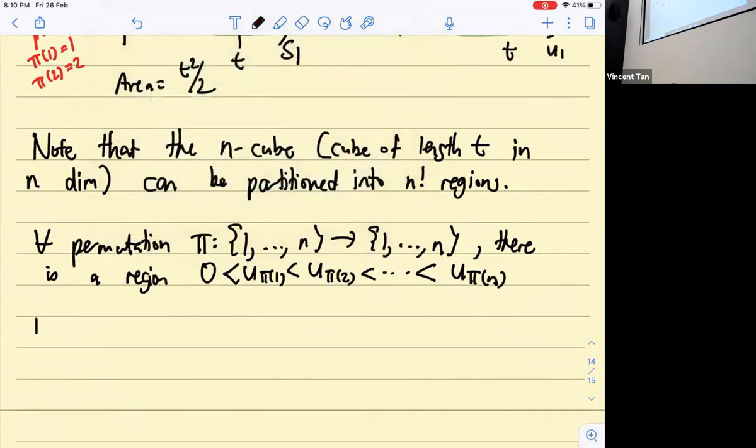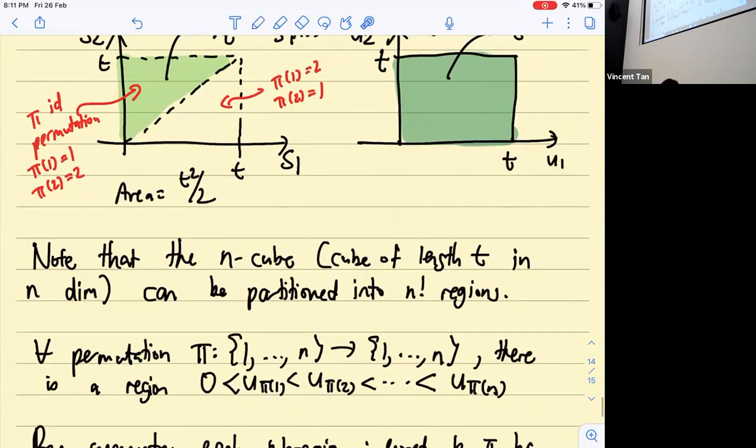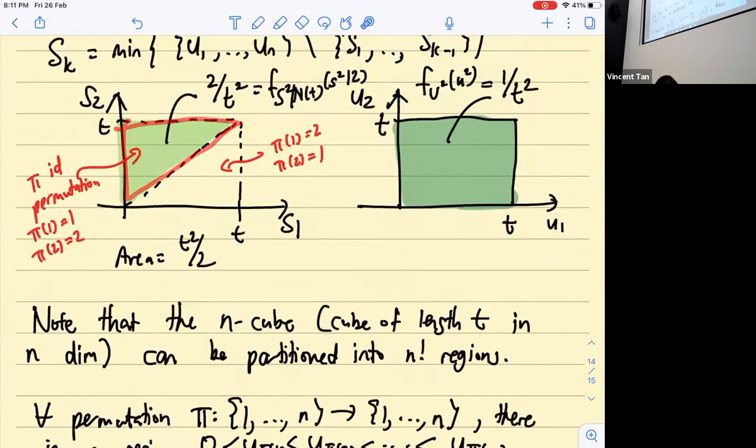Okay, so let us do something even more complicated. Later I'll do the n equals 3 case. By symmetry, each sub-region indexed by pi has the same volume. Okay, so look at this picture here. This is the simple case. This has volume, or area, t squared over 2. And this other permutation has volume t squared over 2 as well.